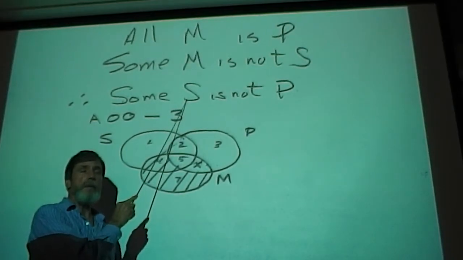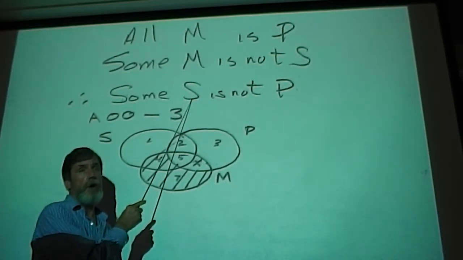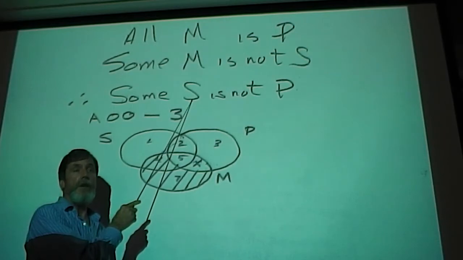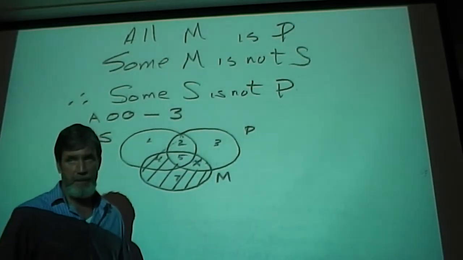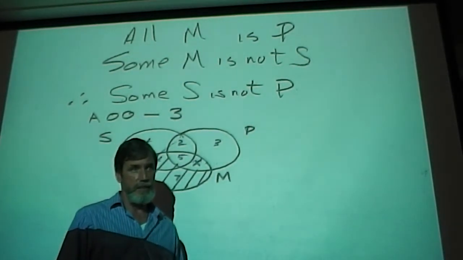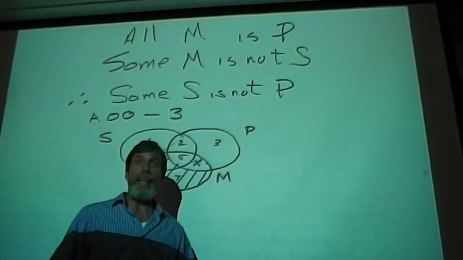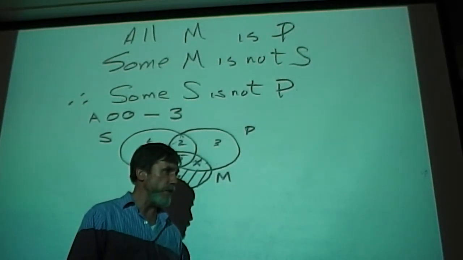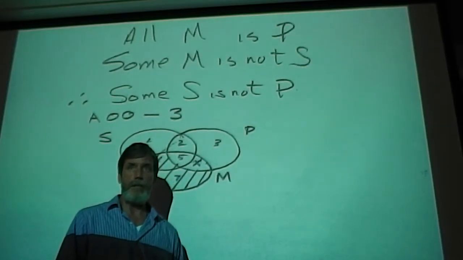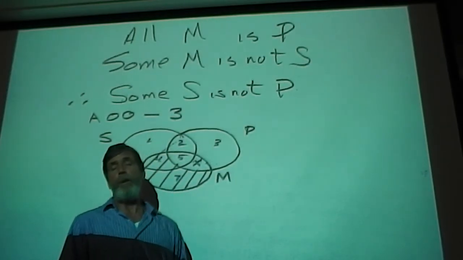Is our minor term distributed in the conclusion? It's the subject of an O. Is that distributed? No. So it doesn't have to be distributed in the minor premise. The rule clearly states if a term is distributed in the conclusion, then, etc. Okay, one fallacy so far.